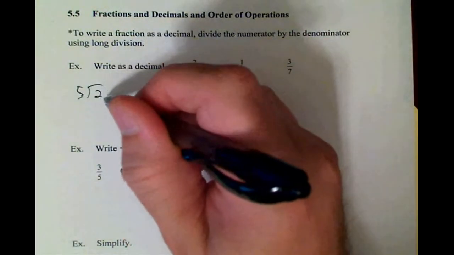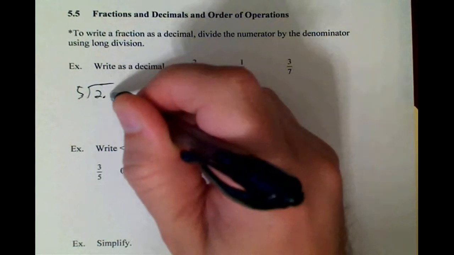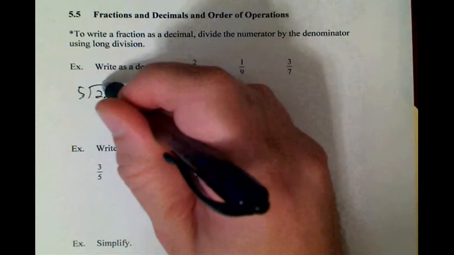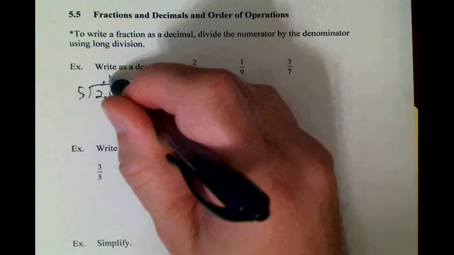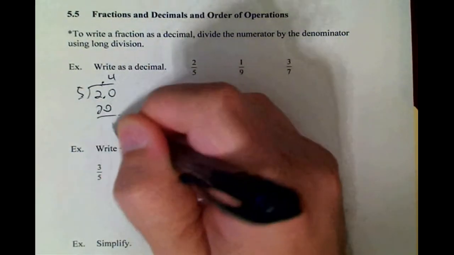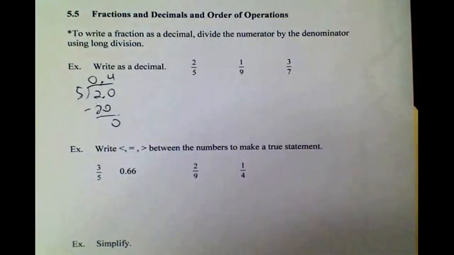Of course, 5 won't go into 2, so we throw in a decimal and then a 0. Bring the decimal straight up. 5 goes into 24 times, and 4 times 5 is 20. Subtract, we get 0, and we're done.